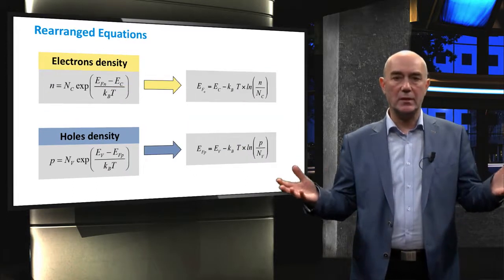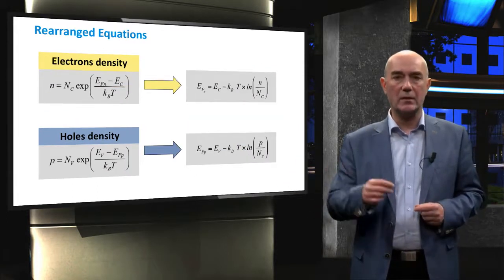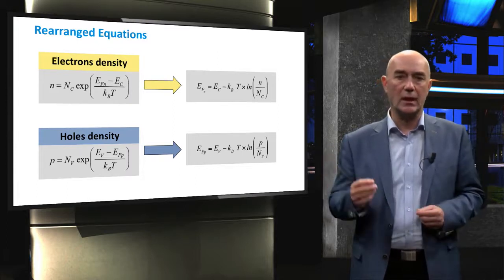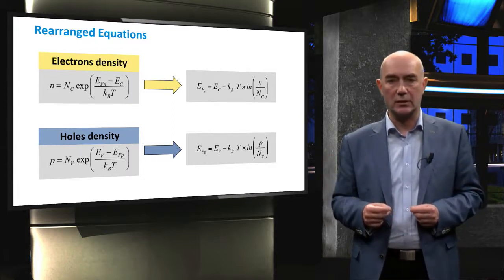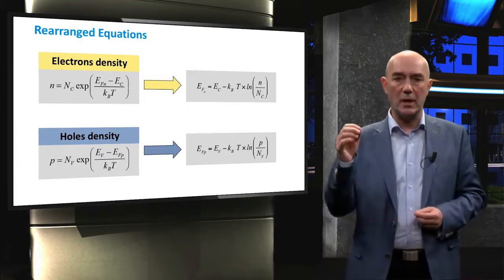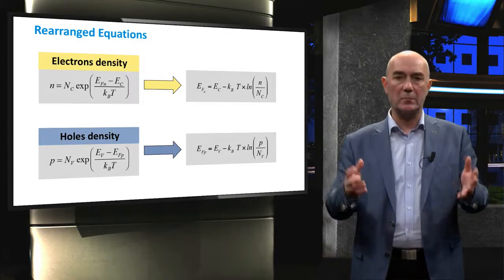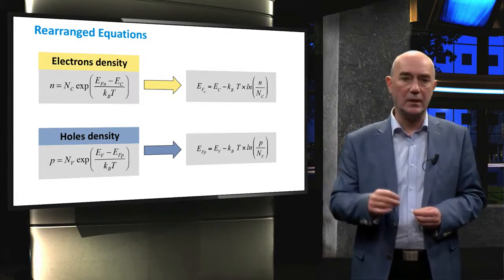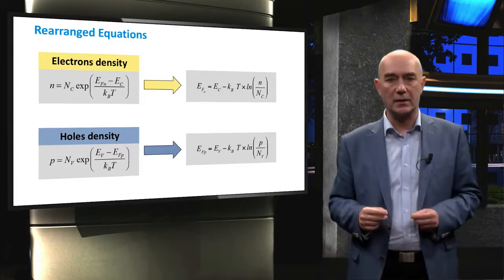You can use these equations to calculate the quasi-Fermi level positions for a given charge carrier density in a non-equilibrium situation. I invite you to solve these equations for our example of silicon at room temperature with an injection level of 10^15 charge carriers per cubic centimeter.